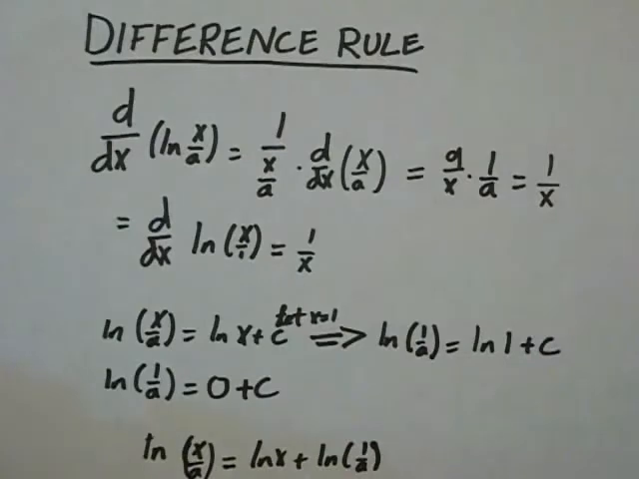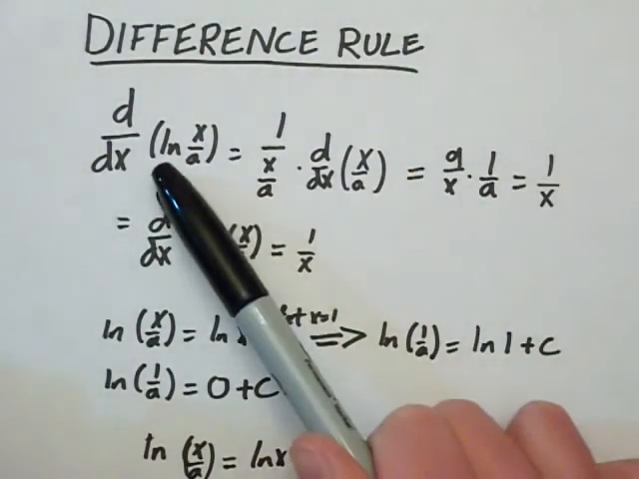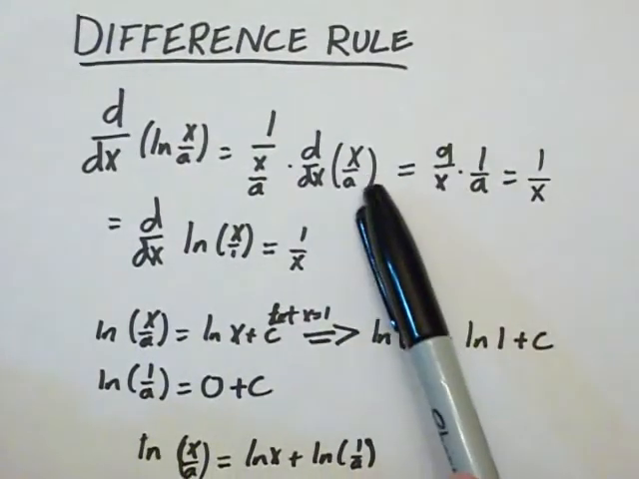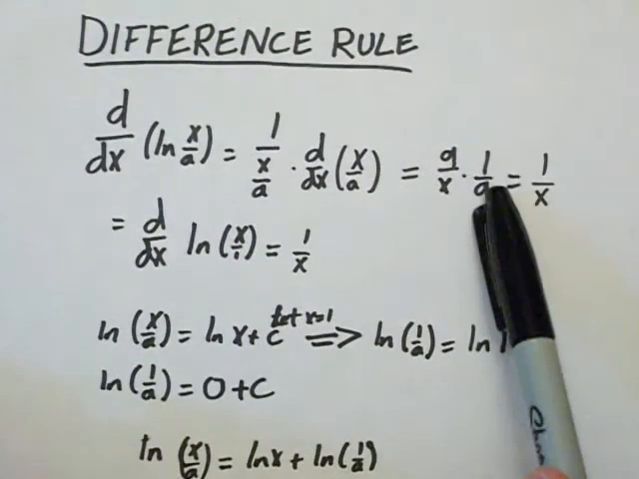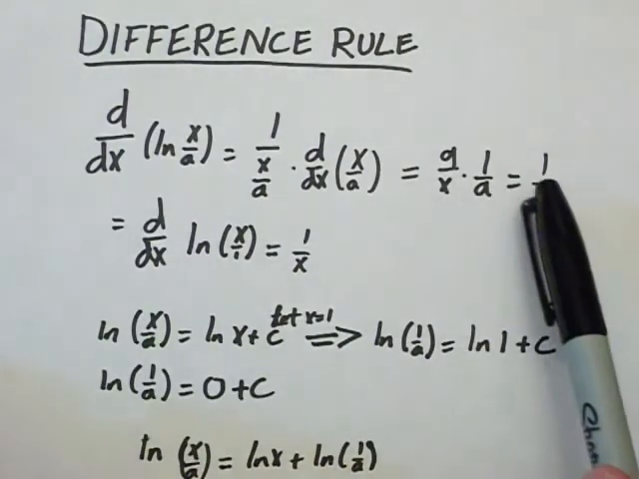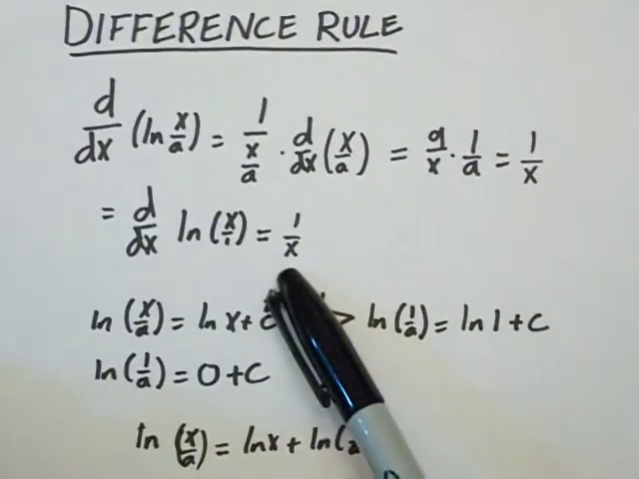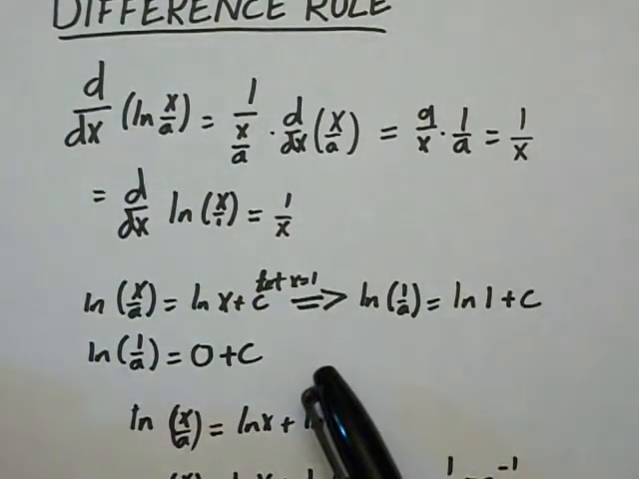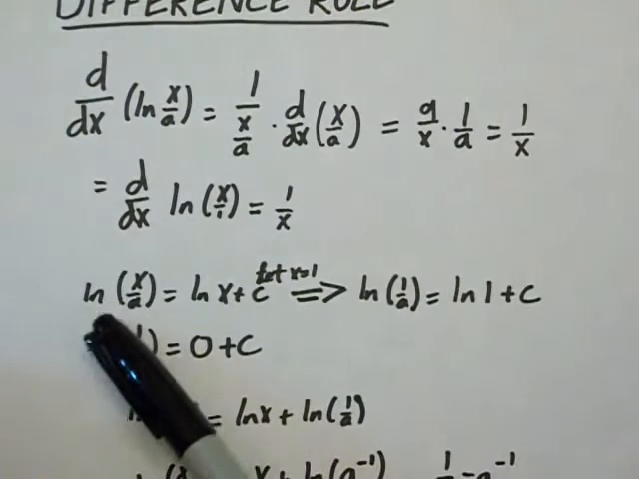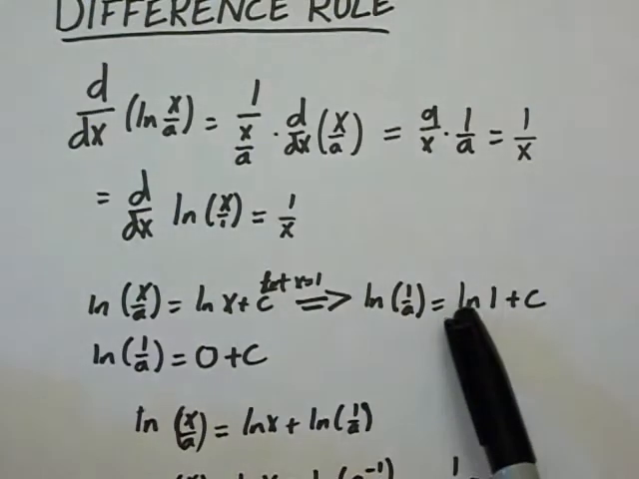Next, we're going to look at the difference rule. Here we look at the derivative of ln x over a. The derivative would be 1 over x over a, times the derivative of x over a. The derivative of x over a is 1 over a, and multiplying by flipping the fraction, we get 1 over x. We also know the derivative of ln x is 1 over x, so once again we differ by a constant. Let ln x plus c equal ln x over a. Once we plug in 1, we get ln of 1 over a equals ln 1 plus c.